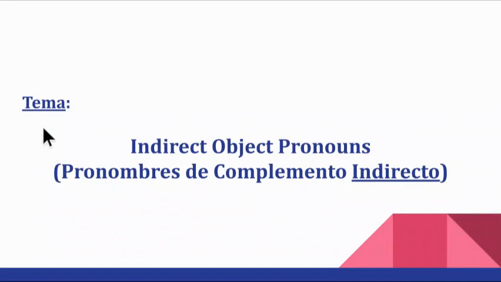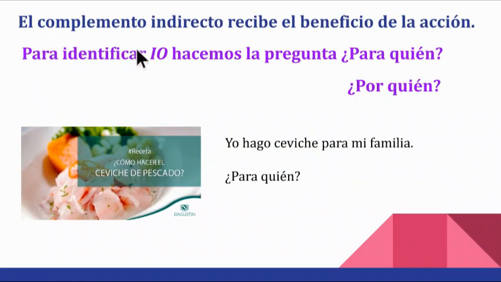Nuestro tema de hoy es Indirect Object Pronouns, los pronombres de complemento indirecto. El complemento indirecto recibe el beneficio de la acción. The indirect object receives the benefit of the action. Para identificar el complemento indirecto, hacemos la pregunta ¿para quién o por quién? To identify the indirect object, we can ask the questions for who or for whom.